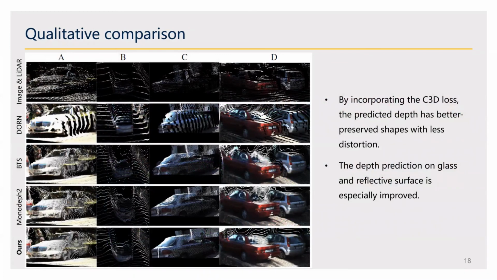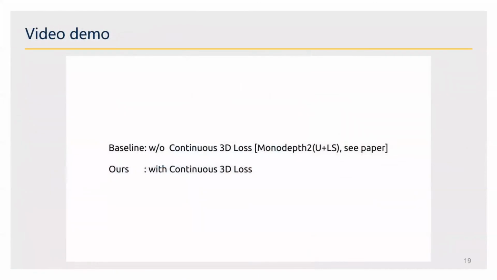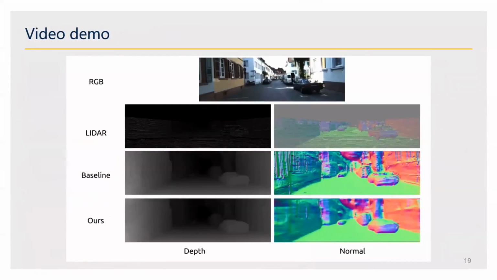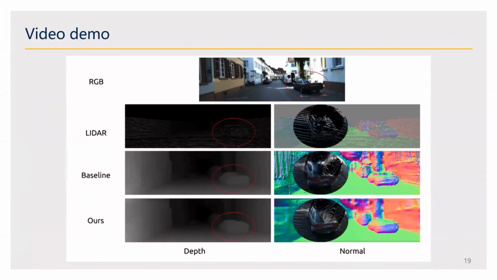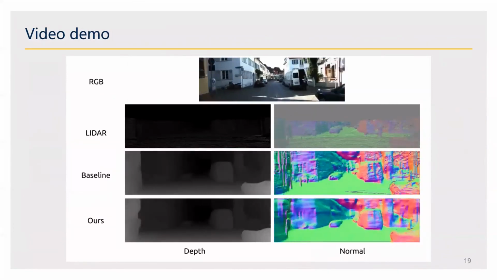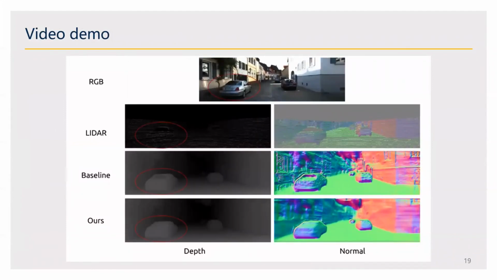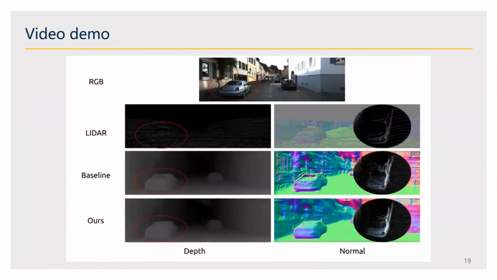By back-projecting image pixels to 3D view, we can get a better look at the quality of depth predictions. By incorporating the C3D loss, the predicted depth has better preserved shapes with less distortion. The depth prediction on glass and reflective surfaces is especially improved. This is a short demo showing the depth prediction from the video. It shows that applying the C3D loss helped the network produce higher quality depth predictions with less shape distortion.